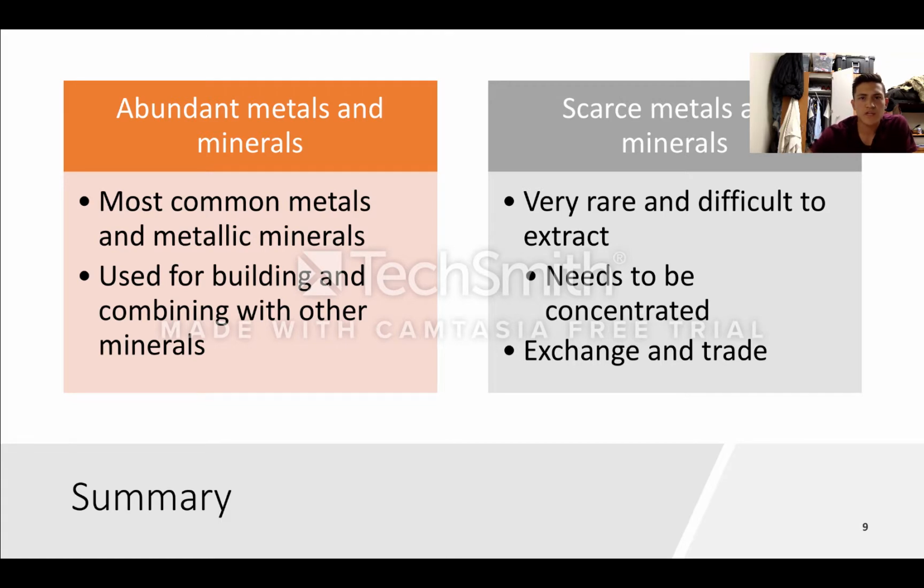In summary, we have talked about two subcategories of metals and metallic minerals in today's Earth. By now you should be able to differentiate at least the most known metals as abundant or scarce. However, if you haven't, here's a quick summary. To quickly reiterate, abundant metals and minerals are the most common metals and are mainly used for building and combining with other elements to create alloys and whatnot. Examples of these are iron, aluminum, and magnesium.